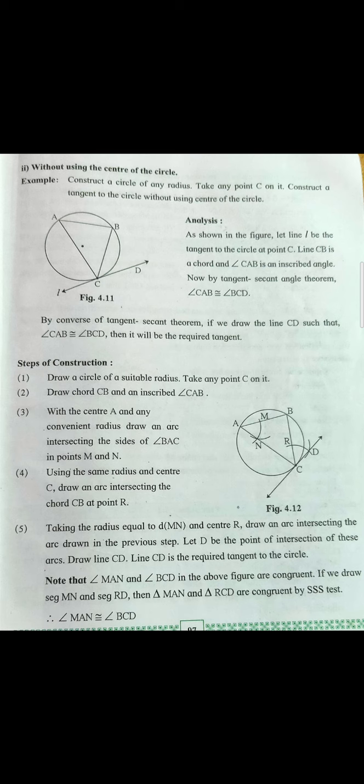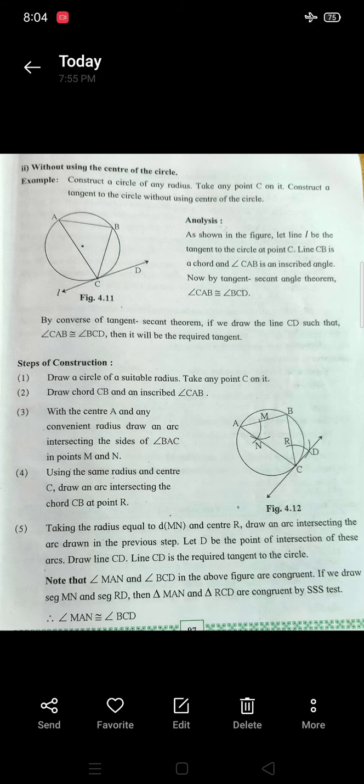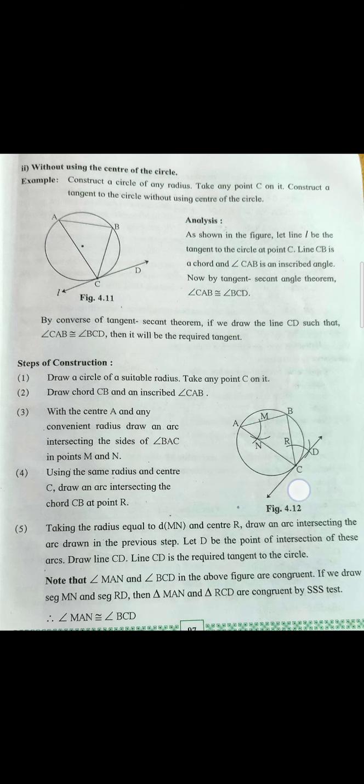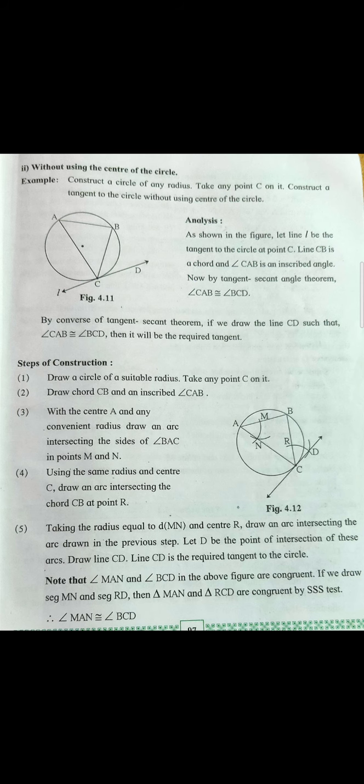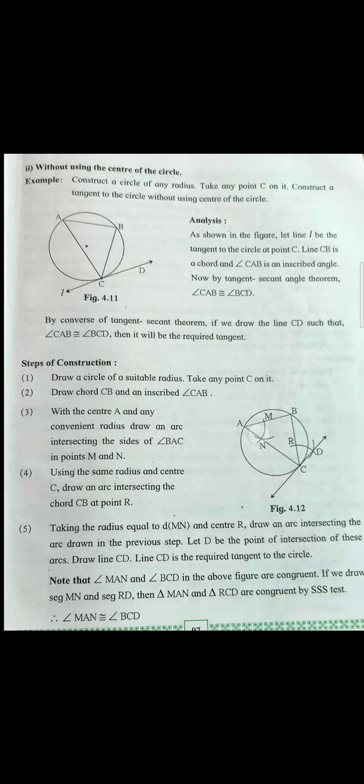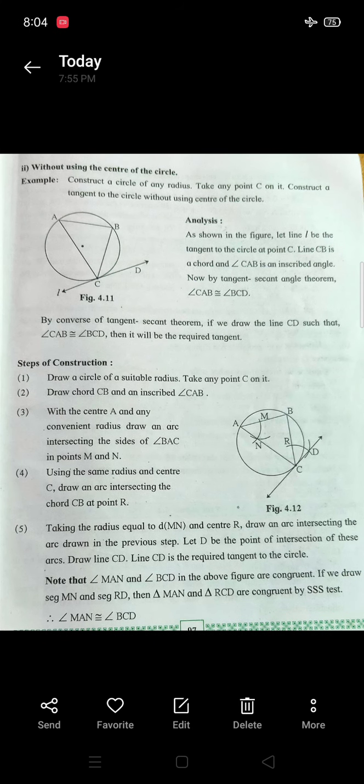After that, copy the angle. With the center A, any convenient radius, draw an arc intersecting the sides of angle BAC at the points M and N. From A as a radius, you have to draw the arc MN. And the same you have to take here from C as a radius, means you have to copy the angle BAC as BCD in this way.